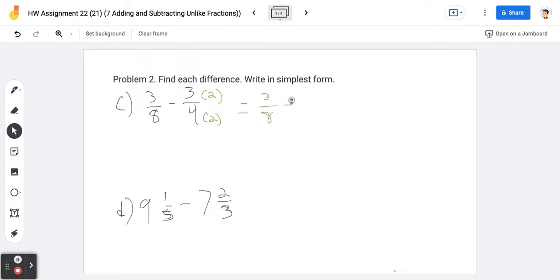So that's going to be equal to 3/8 minus 6/8. Keep my denominator the same. I'm going to do 3 minus 6. So my value would be a negative 3/8, fully simplified.